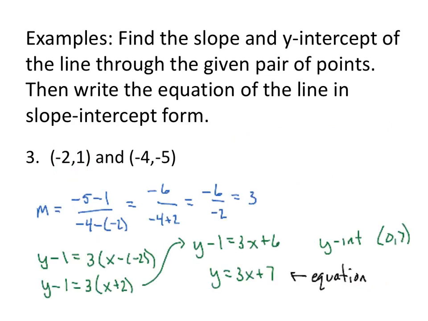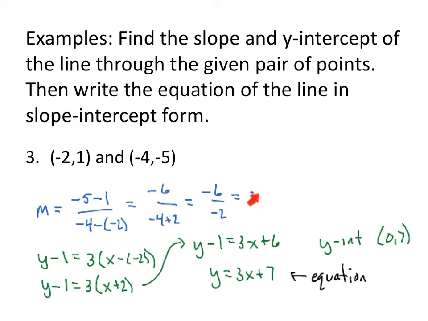All right, let's do one more. Negative 2 comma 1 and negative 4, negative 5. First step, find the slope. Negative 5 minus 1 over negative 4 minus a negative 2. Negative 5 minus 1 is negative 6. Negative 4 plus 2 is negative 2. And negative 6 over negative 2 is 3.